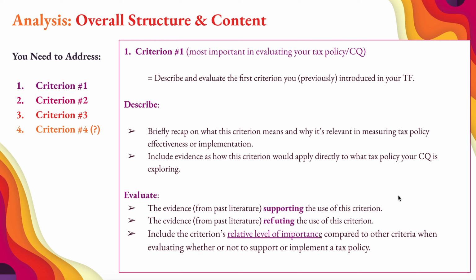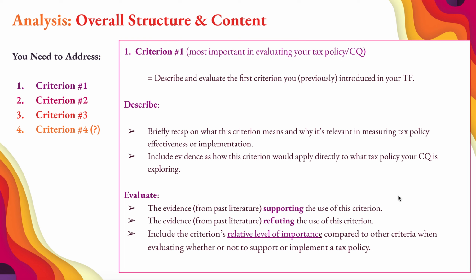For criterion number 1, as an example, you need to order the criteria that you address in order of importance. So this is going to be the most important criterion in evaluating your tax policy and central question. This is where you're going to describe and evaluate the first criterion you previously introduced in your theoretical framework. Remember, in your theoretical framework, you introduced and defined these criteria, but that was it. You didn't further evaluate them, or support or refute to what extent they are valid when evaluating a tax policy. So now you're taking it a step further and going into more depth about each of the criteria that you already introduced.